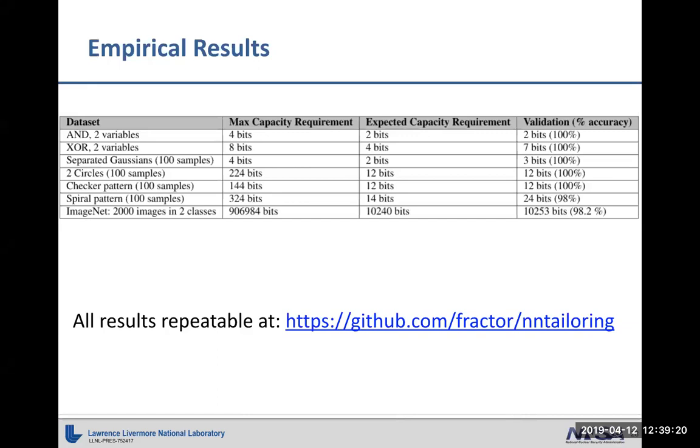All these results, please, they're all online, repeatable. Test them out, question them, send me email, okay? Because I don't want to do magic. It's all there, including all the parameters that represent this network. So sorry, the real ImageNet data set has tens of images in hundreds of classes.